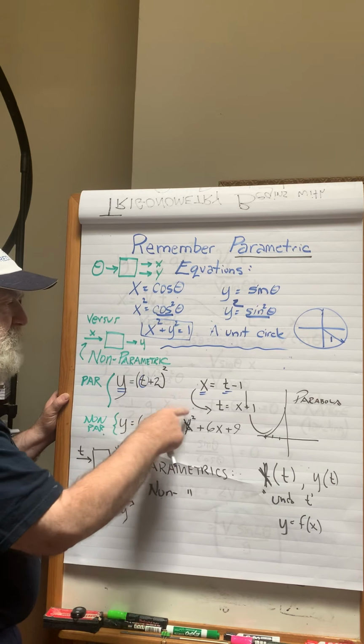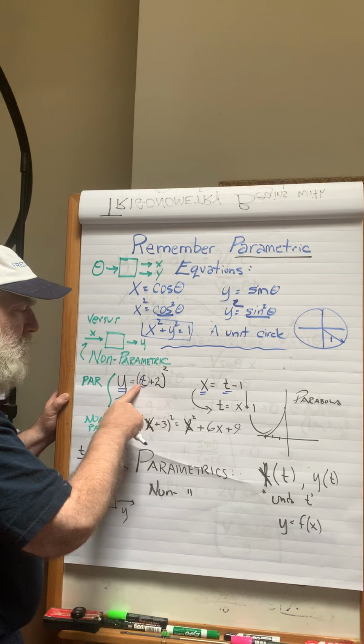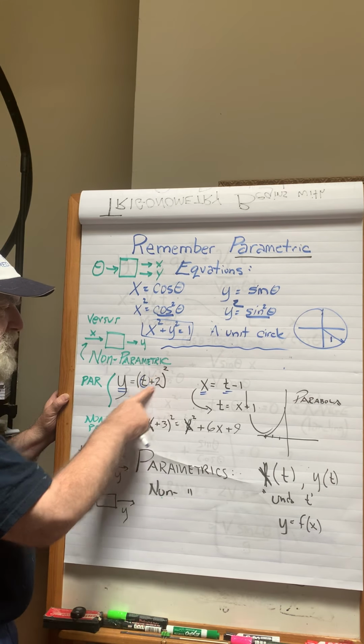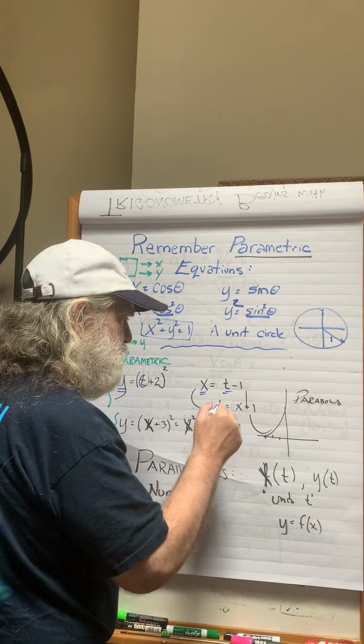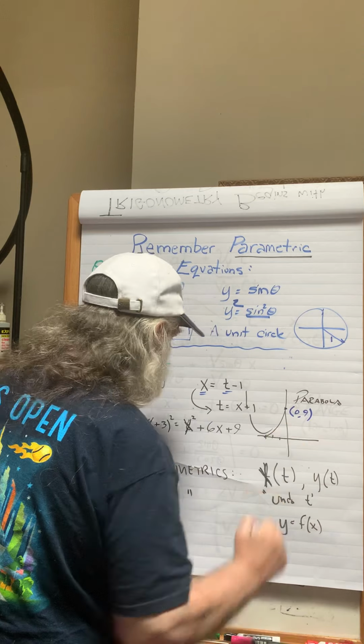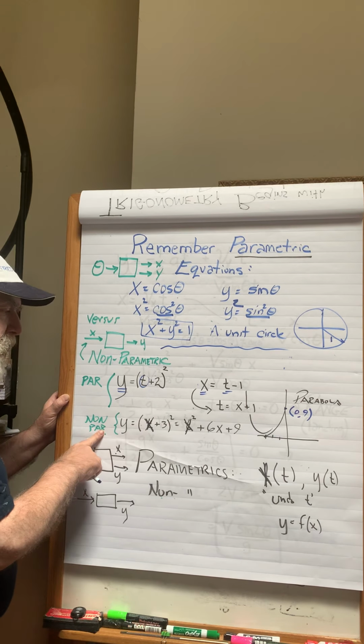So, for example, if t were 1, x would be 1 minus 1, which is 0, and if t is 1, 1 plus 2 is 3, squared is 9, so I know that (0, 9) is on the parabola. So that's going through the parameter of t.